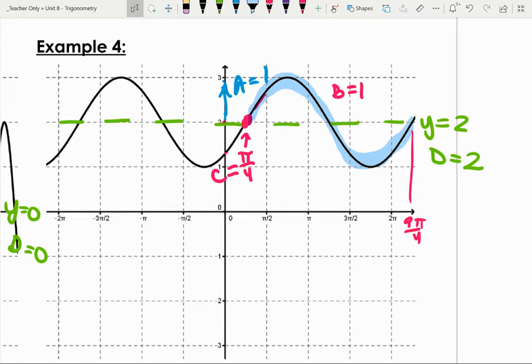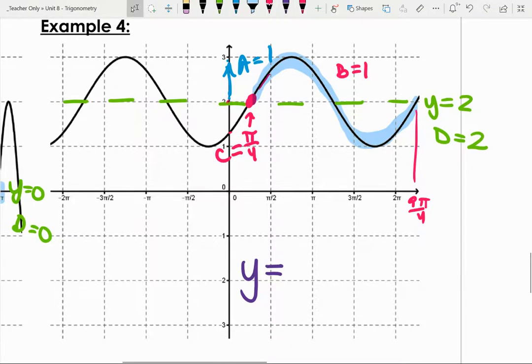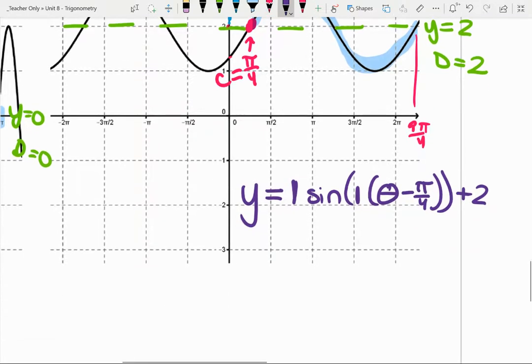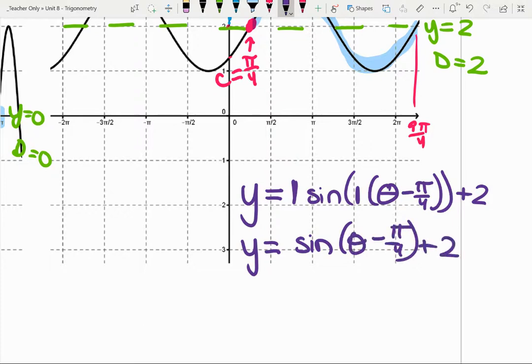So our formula here is going to look like y equals, now I'm going to write out every piece here. We have an amplitude of 1, right? We have a frequency of 1. We have a shift of pi fourths to the right. This will be theta minus pi fourths. And then we have a vertical shift up 2. So if I'm going to simplify that, I'm going to simplify that as simply sine of theta minus pi fourths, plus 2.